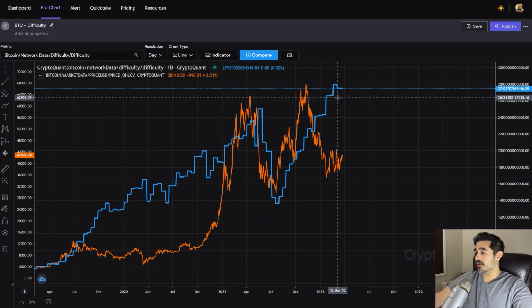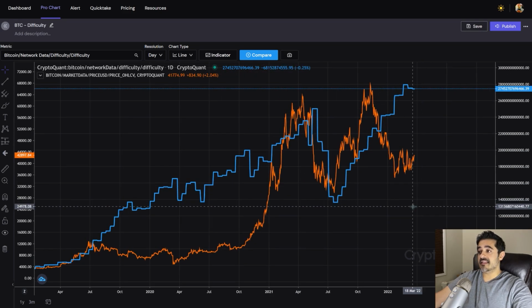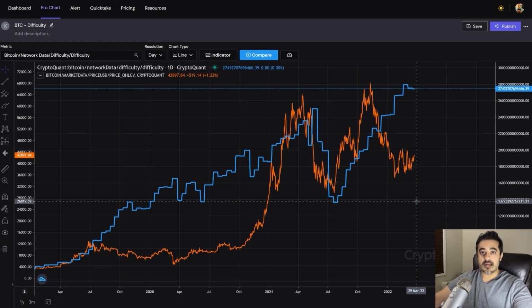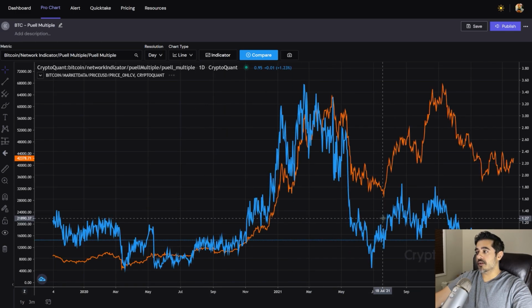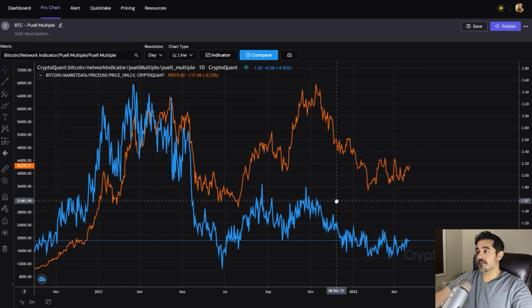It's actually near all-time highs. This means that it takes a lot of mining processing power in order to process blocks and receive rewards. Now, if you look at the Puell multiple, the Puell multiple is telling you how much miners are making.